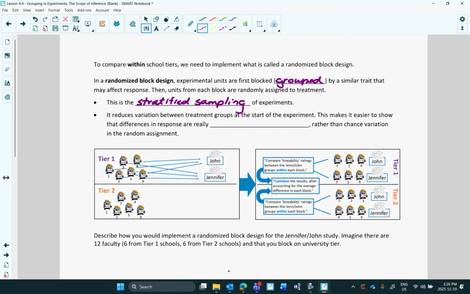And what blocking does is reduce the variation between the treatment groups. So it makes it easier to show that the differences in responses are really due to the treatment rather than chance variation, or due to the experiment that took place.